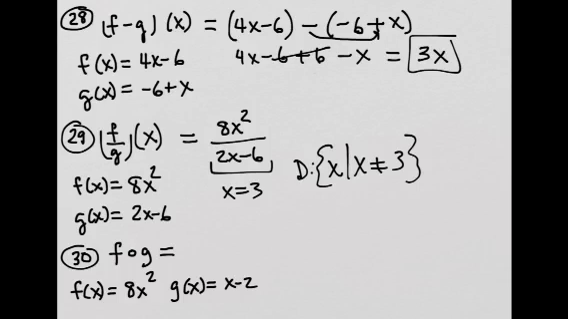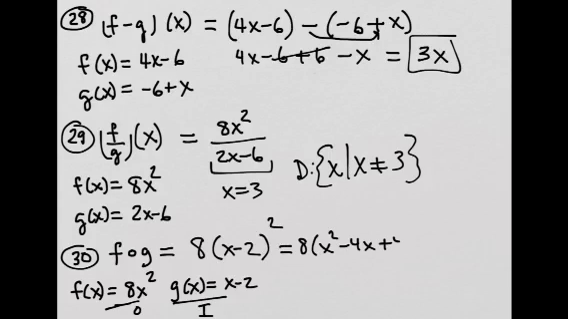Alright, so we're doing f of g for this one. So this is the inside function. This is the outside function right here. So that means we're going to set it up like this. 8 blank squared, and in the blank we're going to put in the x minus 2, the g of x. And you can distribute, so that would give you x squared minus 4x plus 4, and then distribute the 8. So that'd be 8x squared minus 32x plus 32.